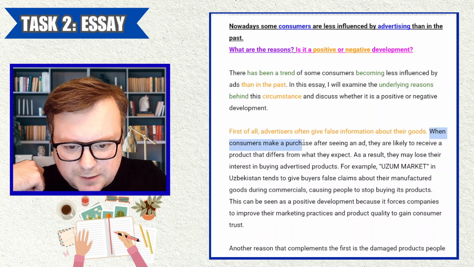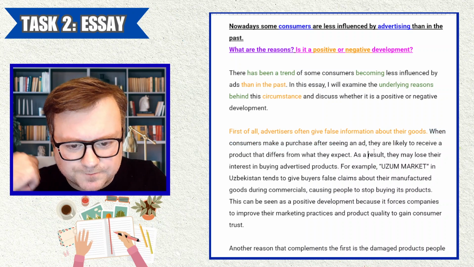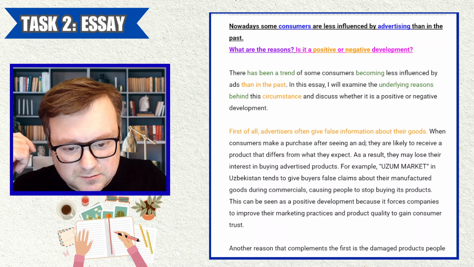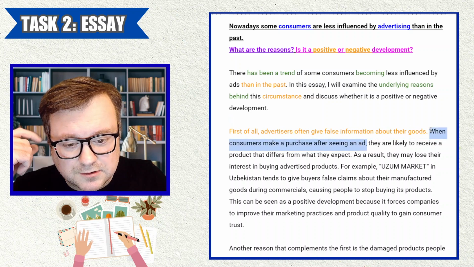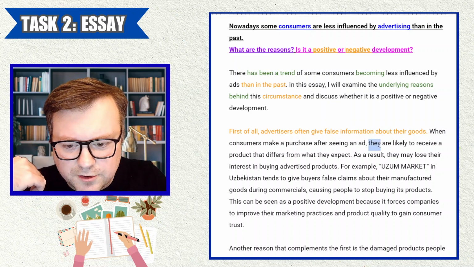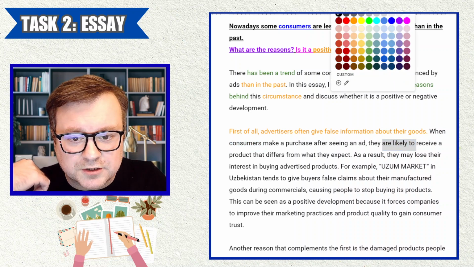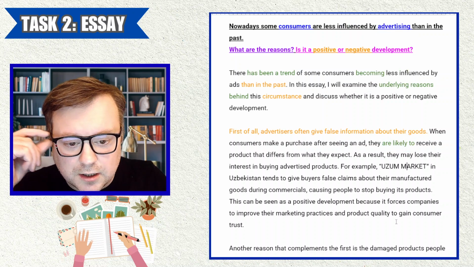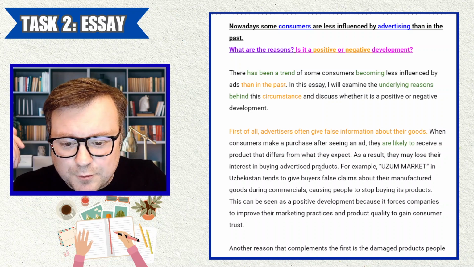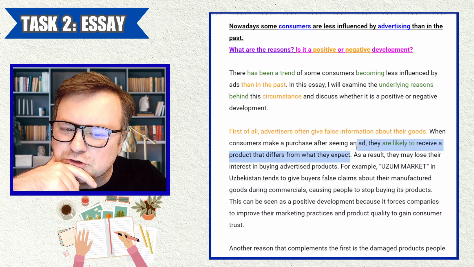When consumers make a purchase after seeing an ad, comma, good subordination here. We have the subordinate clause, the dependent clause, and then the independent clause. They are likely, talking about consumers, fine. They are likely to, beautiful predictive construction here. They are likely to, nice bit of modality here too, likely to receive a product that differs from what they expect. So I don't believe that's true, is it?